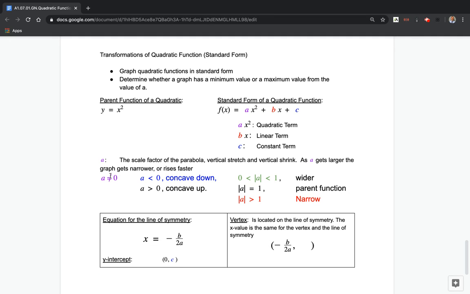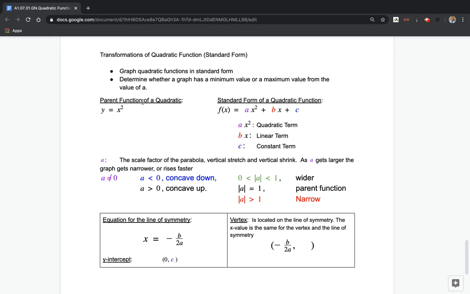We're talking about transformations of quadratic functions and focusing on standard form. So standard form of the quadratic function is f of x, or y equals ax squared plus bx plus c. The ax squared is called the quadratic term because the x is squared. The bx is the linear term because we're used to seeing the b as the slope if we had y equals mx plus b. And c is the constant term because there's no variable associated with it. It's just by itself, right there.